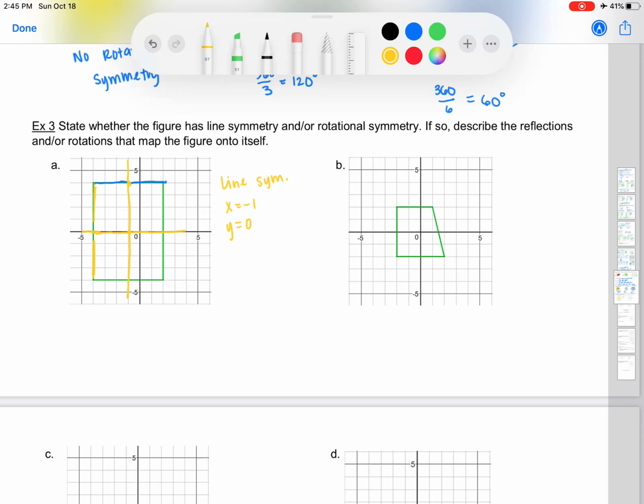I then need to figure out if this has rotational symmetry or not. So based on the line symmetry that I just found, I know that this is going to be the center of my figure. So if I flipped this figure once, my rectangle is laying on its longest side, so that would not be congruent to its original figure. But if I rotated this twice on its side, you would then see that it does have rotational symmetry. And that's happening around the center, which is at -1, 0. And it happens every 180 degrees.